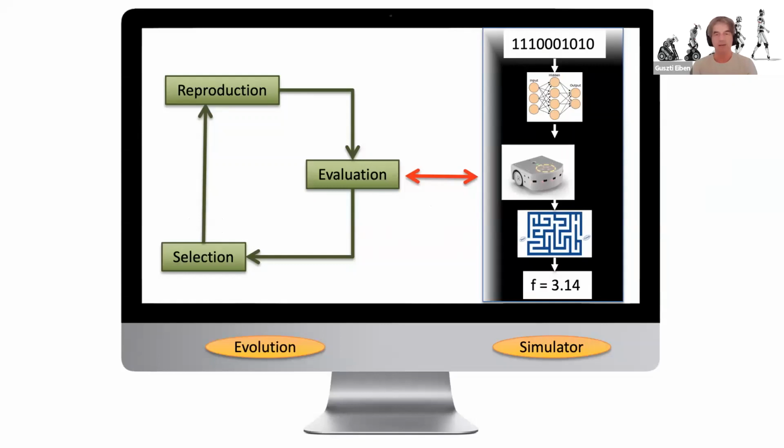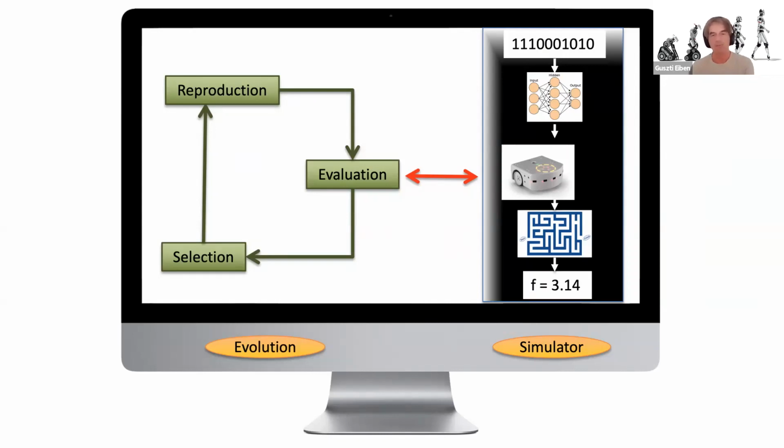So you have a simulator and you have an evolutionary process, and the only link between the two is the evaluation. So when the evolutionary algorithm generates a new robot or a new brain for a given robot, then it is passed to the simulator. It simulates its behavior and gives back some fitness value so that the evolutionary process can continue.